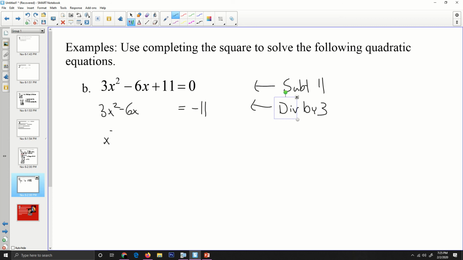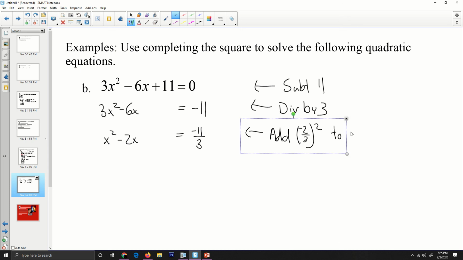That'll give me x squared. 3x squared divided by 3 is x squared. Negative 6x divided by 3 is negative 2x. And then negative 11 divided by 3 is negative 11 over 3. So here I'm going to add negative 2 over 2 squared to both sides.